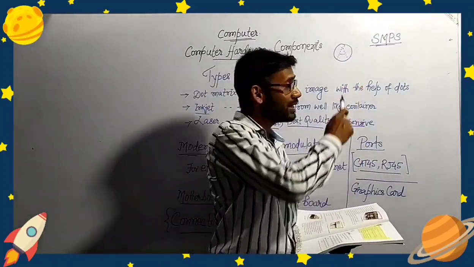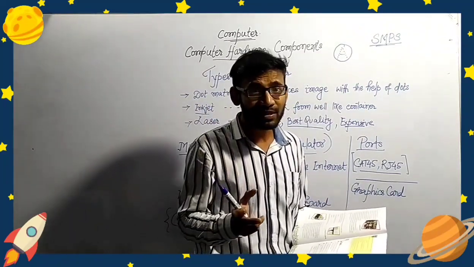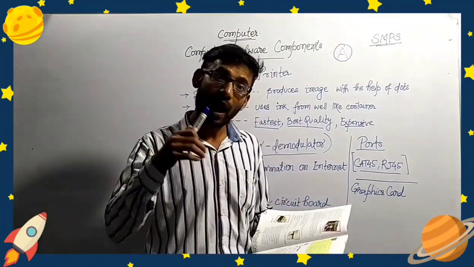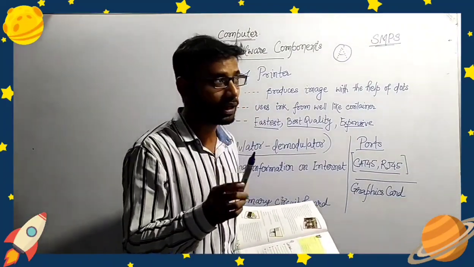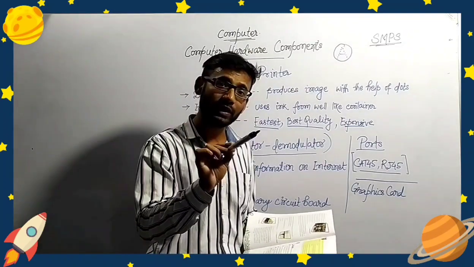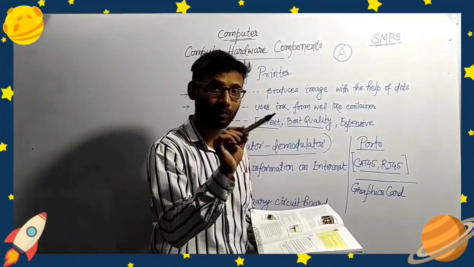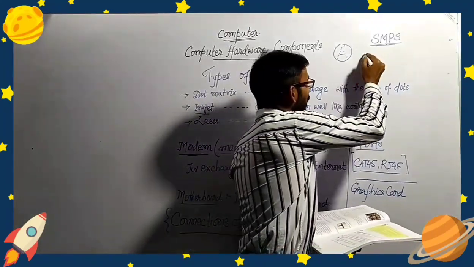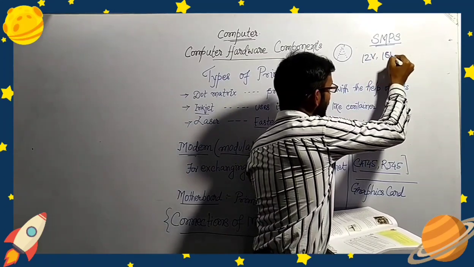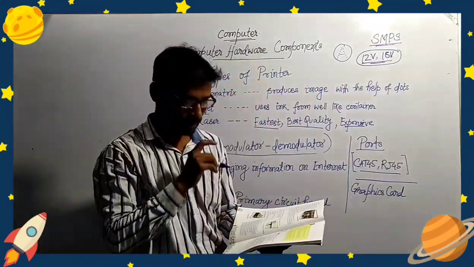SMPS is basically used for the purpose of power supply. Why is SMPS used? SMPS converts the AC into DC. And most importantly, the AC power supply which is present in your home is 220 volt AC. That 220 volt AC is converted by your SMPS and then sent to your motherboard as something like 12 volt to 18 volt. It ranges from this to this. Clear? Okay.